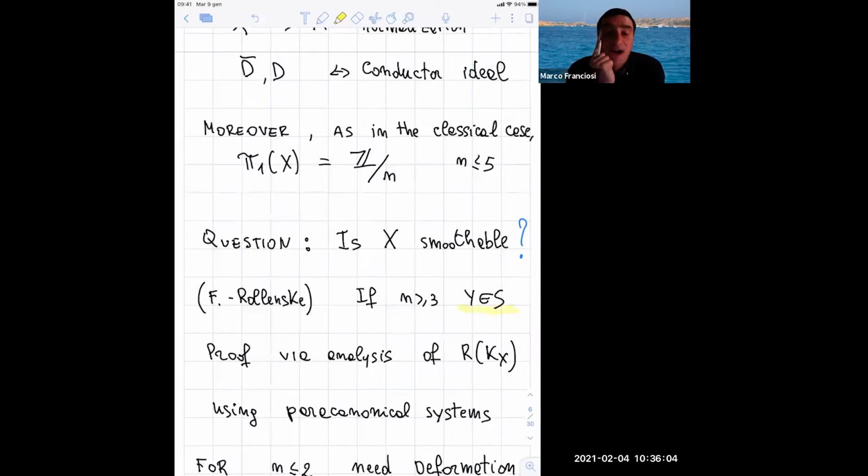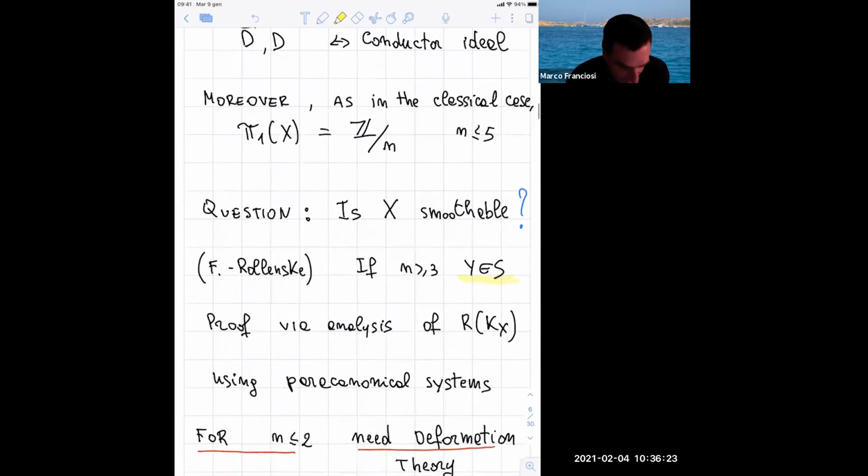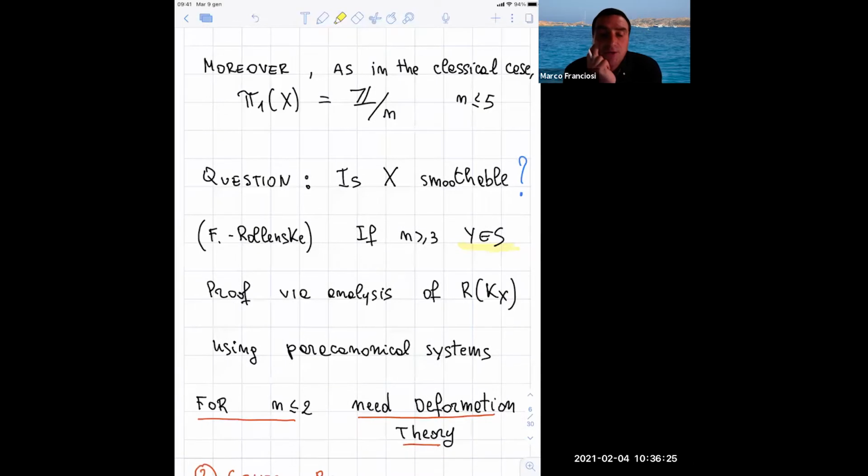And we use arguments very similar to the arguments I showed in the previous talk. So we studied the canonical ring using paracanonical system, just essentially copying the way Miles Reid did. But for N less than or equal to 2, it is not possible to see it in this way. So we need deformation theory.